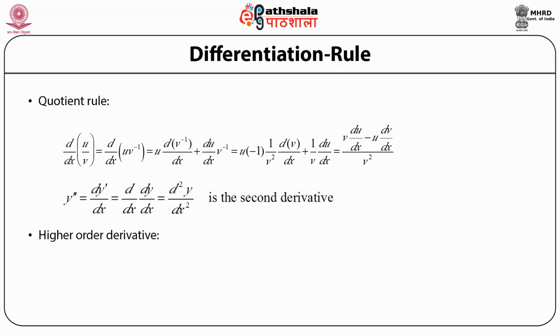Higher order derivative: y double dash is equal to d by dx of y dash, which is d by dx of dy by dx, equal to d squared y by dx squared. So you can always write the second derivative as either y double dash or d squared y by dx squared. Similarly, the third derivative can be written as y triple dash, or d cube y by dx cube, which is dy differentiated three times, that is the third derivative.